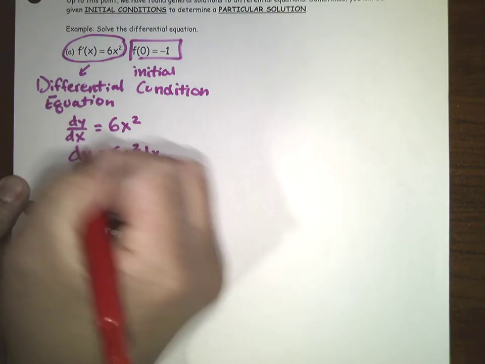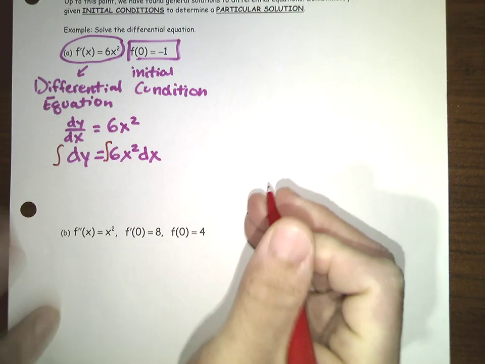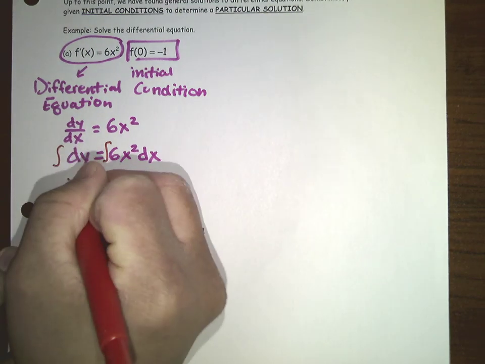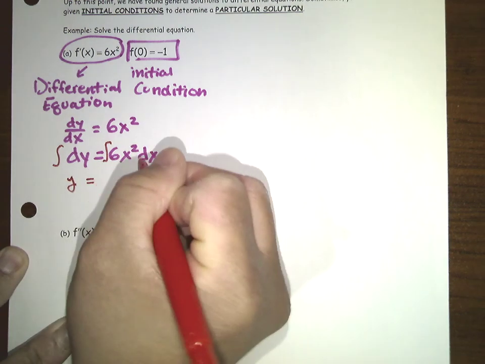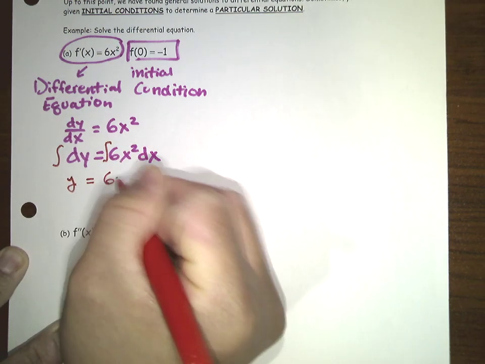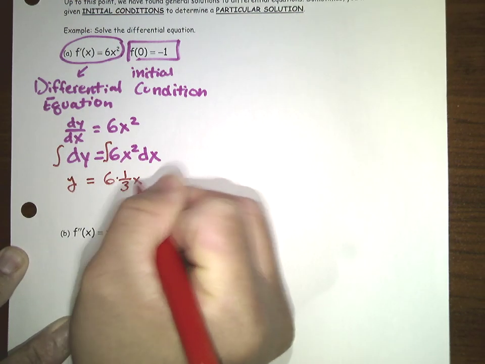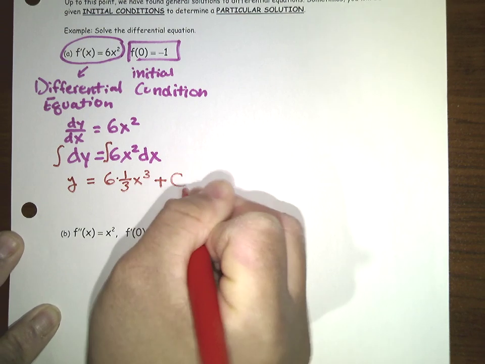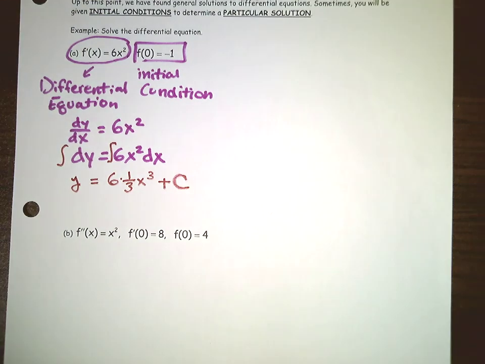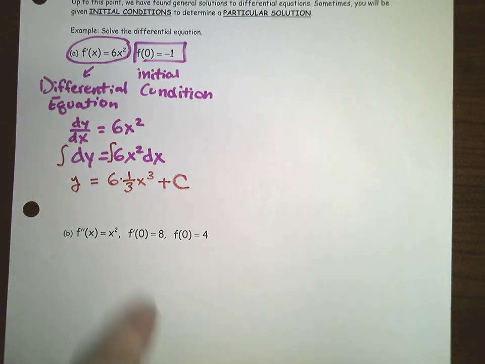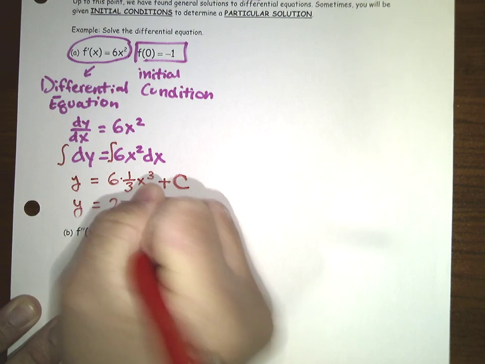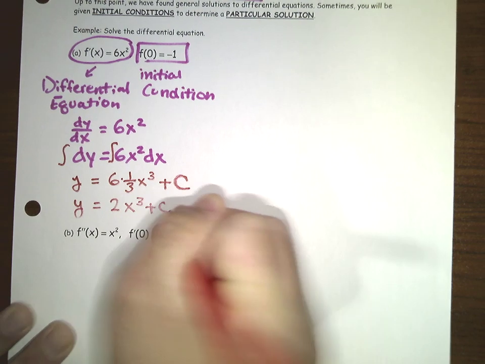So then I take the antiderivative here. The integral of dy is y, and the integral of 6x squared dx is 6 times 1/3 x to the third, and then plus c. All right, so then I can simplify this. 6 times a third is 2, so y is 2x to the third plus c.